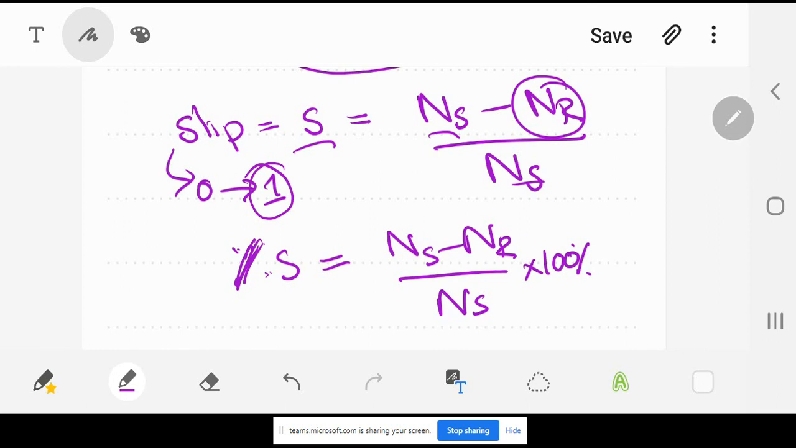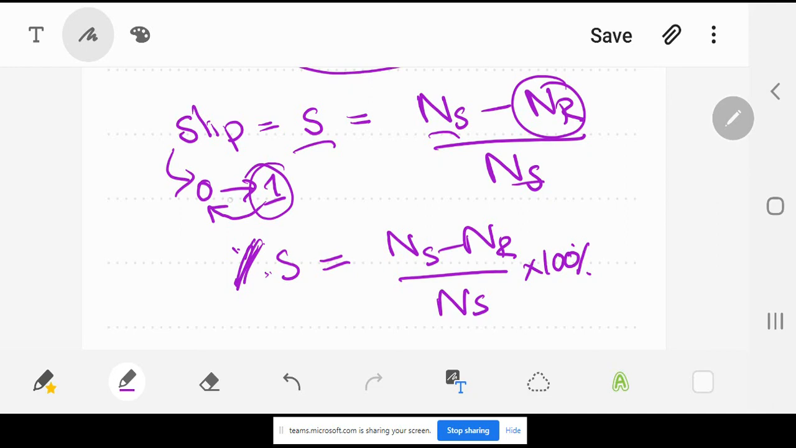But as the machine starts to accelerate from 0 speed and goes to a speed near your synchronous speed, or the speed of the revolving magnetic field, the slip will drop to a value closer to 0. It will never go to 0. This is very important. It will never go to 0, because if it goes to 0, this means that NS and NR are both the same.